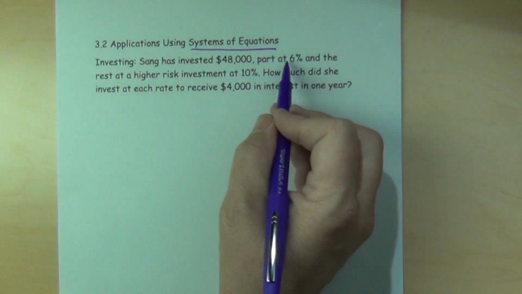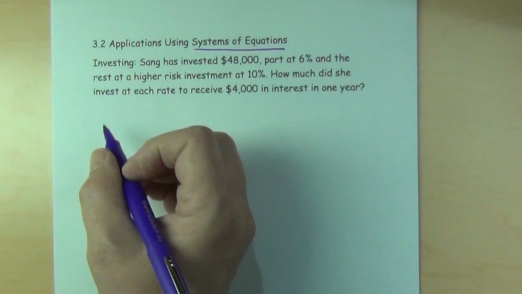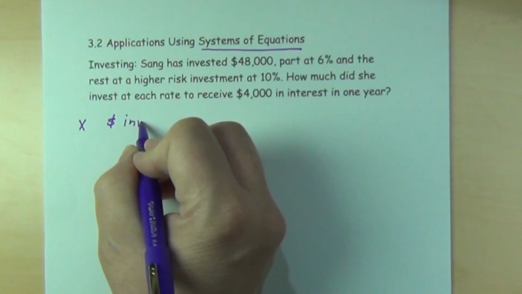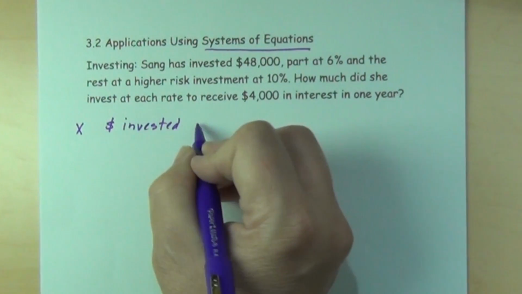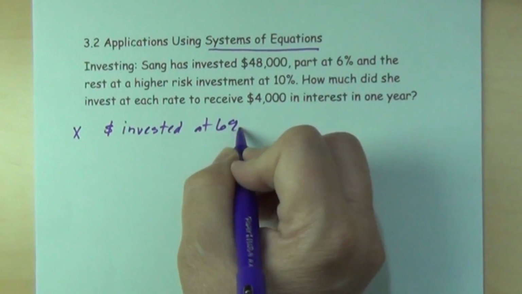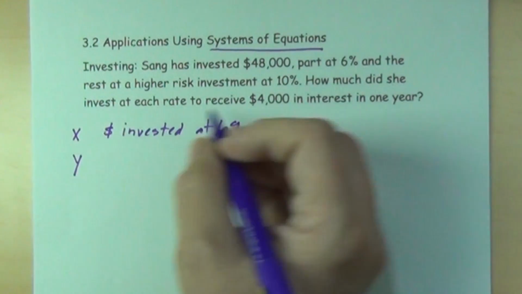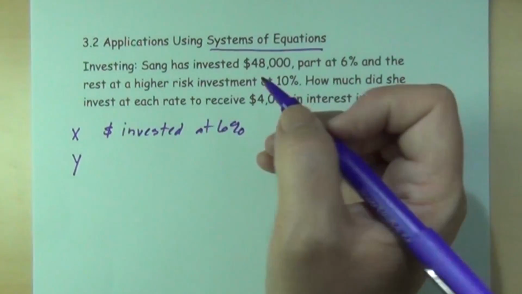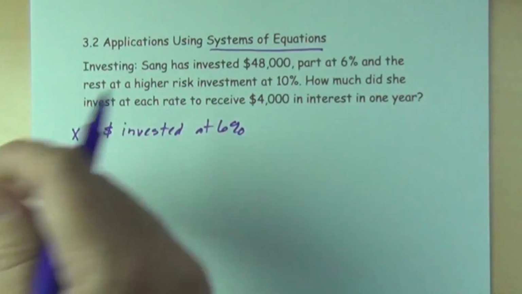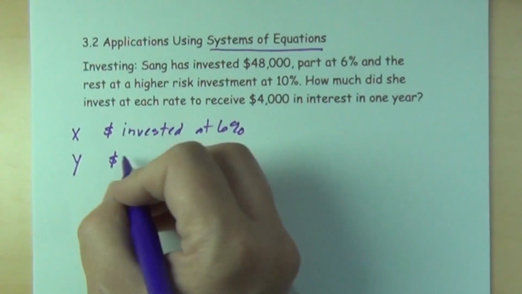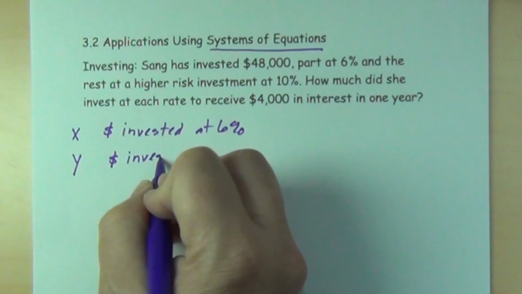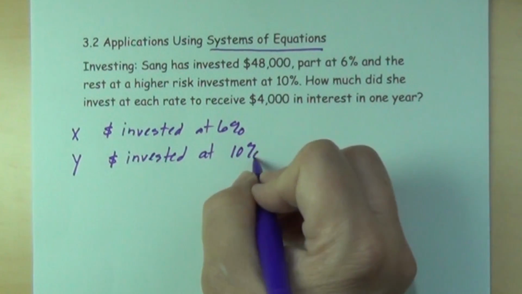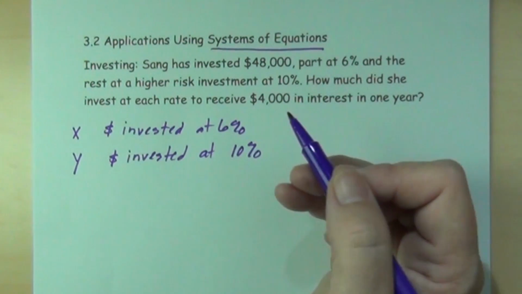Let's let X be the part of the money that was invested at 6%. So X is the dollars invested at 6%. And we need another variable, Y, and that's going to be the rest of the money, which we know we could just write as 48,000 minus X, but we're using a second variable, and that will be the dollars invested at 10%. And so we need to make an equation here.